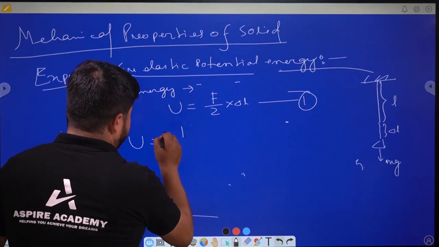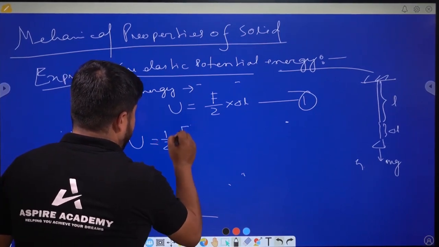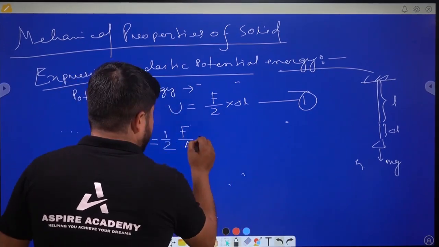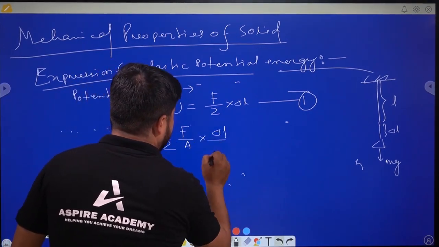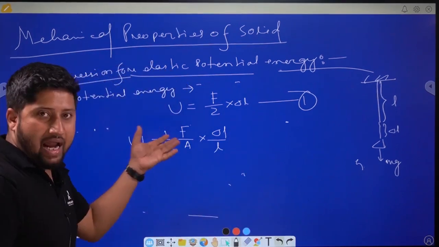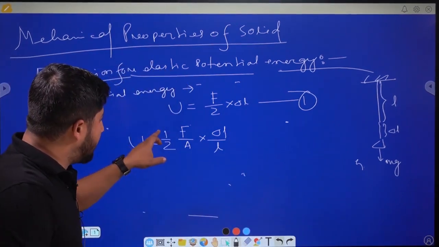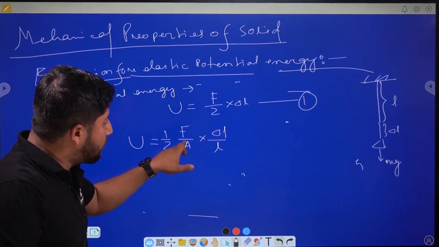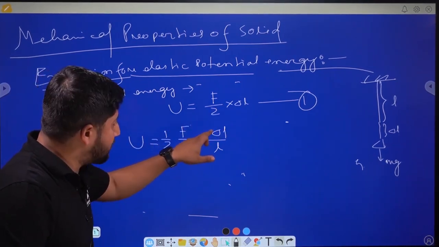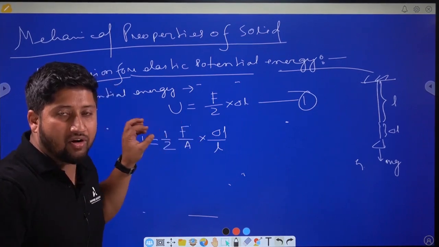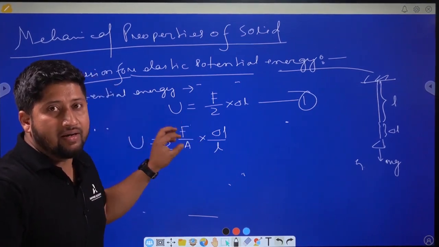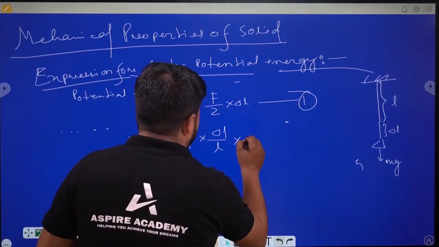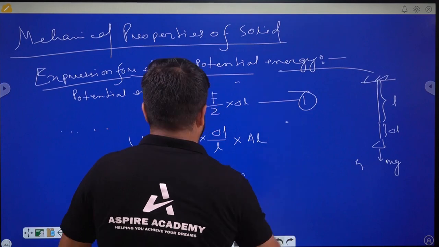Suppose we represent 1 by 2 here, F by A into del L by L. So the earlier equation is what? U is half, 1 by 2 into F into del L, but now we are using F by A into del L by L. What terms are we using more here? We are using A into L here.